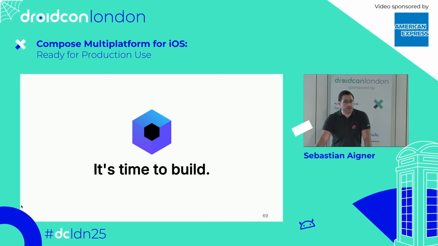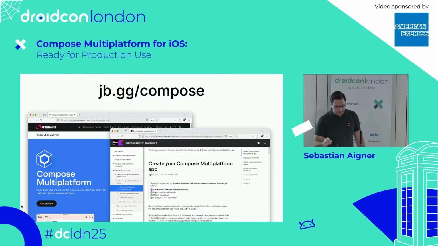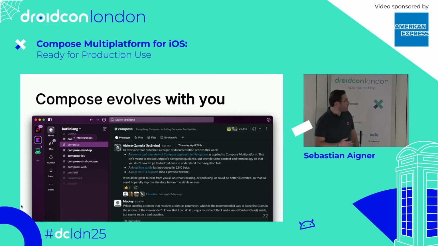I hope that you will start building something when we're done here, which should be very, very shortly. You know where the wizard is, which is right in your IDE, and you can go to jb.gg/compose to find all kinds of interesting information, and you can find wonderful people in the Kotlin Lang Slack. If you haven't joined there, there's a Compose dedicated channel.